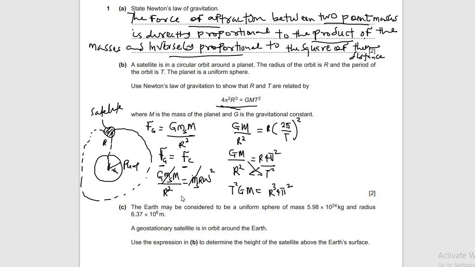So let me write it. 4π squared R cubed is equal to GM T squared. That's the relationship. Next question.